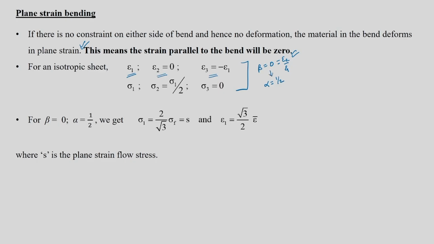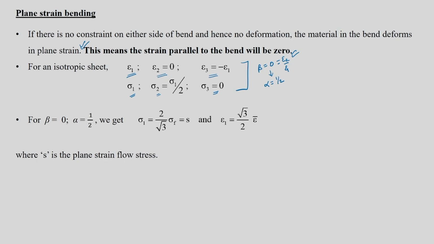So, beta is equal to 0. We have already seen the plane strain deformation process, for which alpha is going to be equal to 1 by 2, which means sigma 1 will be available as usual, and sigma 2 would be equal to alpha into sigma 1, which is nothing but sigma 1 by 2, and sigma 3 is anyway 0, because we are going to take it as a plane stress process.